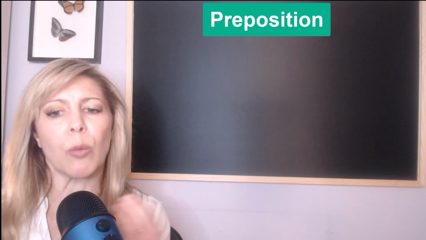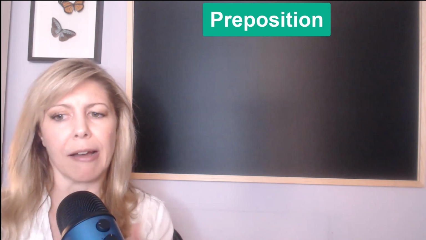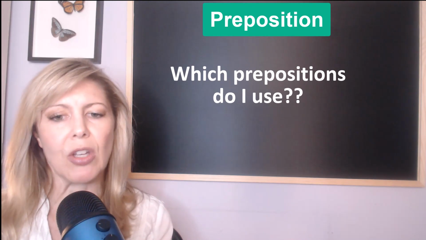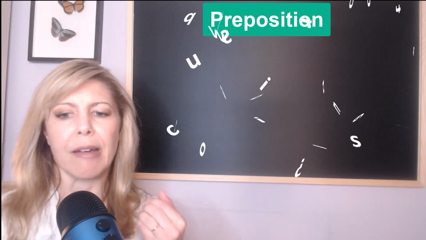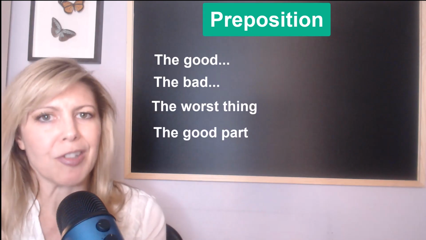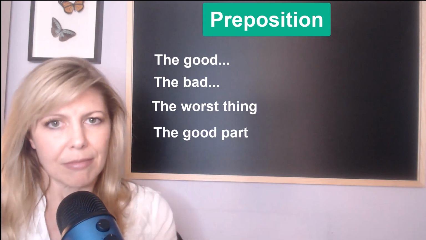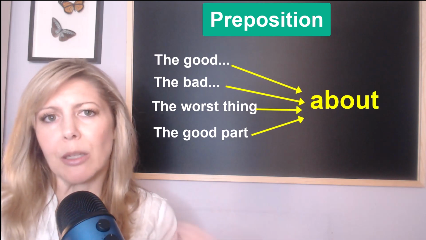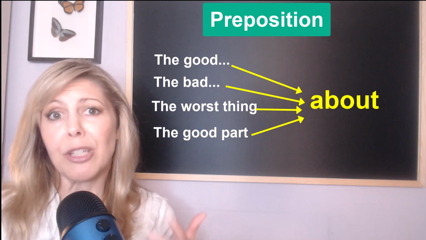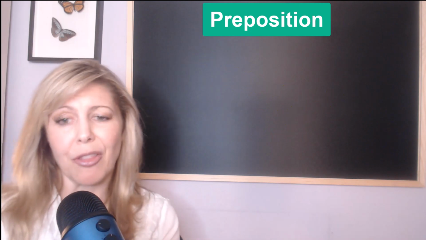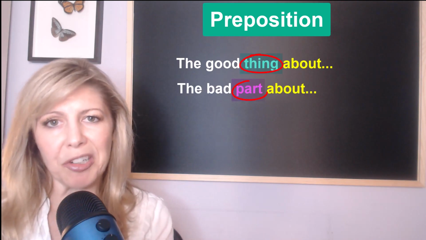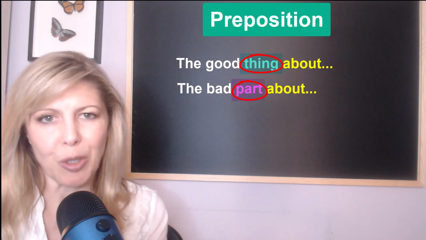But as I was saying, when we are commenting about something, like in the examples I just gave, it's common to use certain prepositions. So when we comment the good or the bad or the worst thing or the good part, we say the good part about, and we need a preposition. So for the most part, we usually say about: the good thing about, the bad part about. We say thing or part, just kind of a generic word.